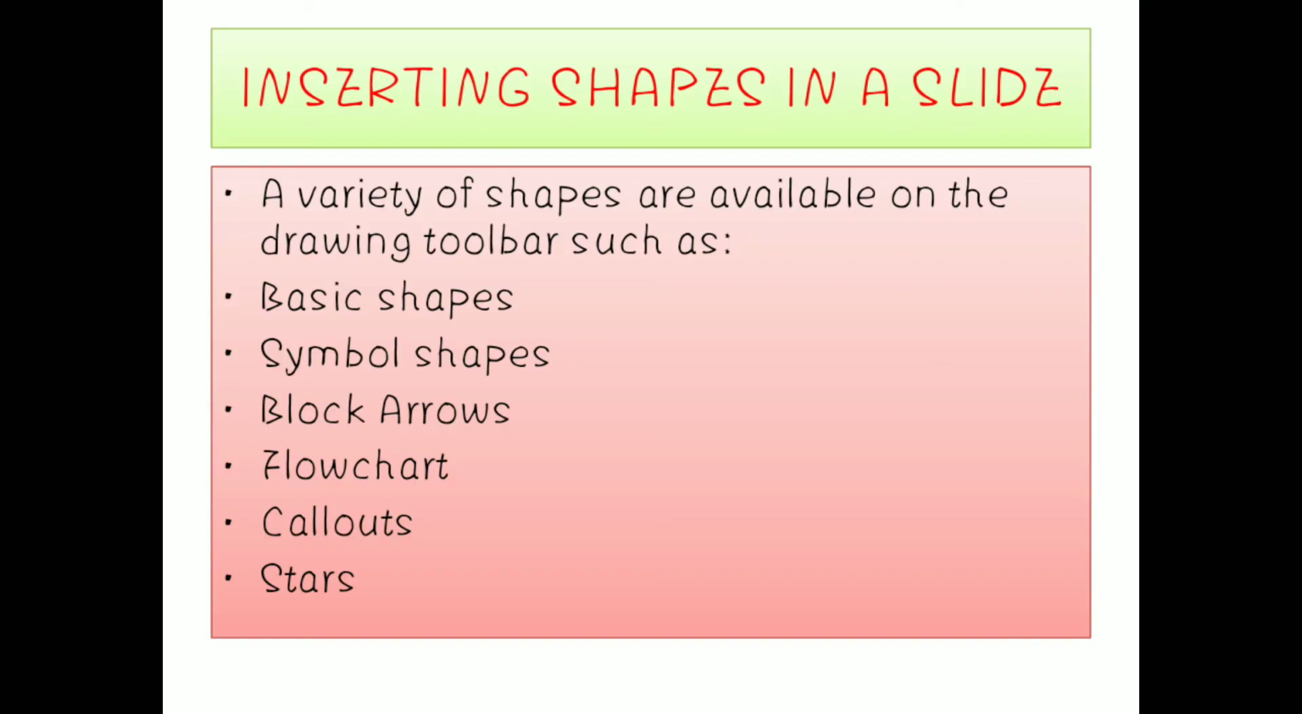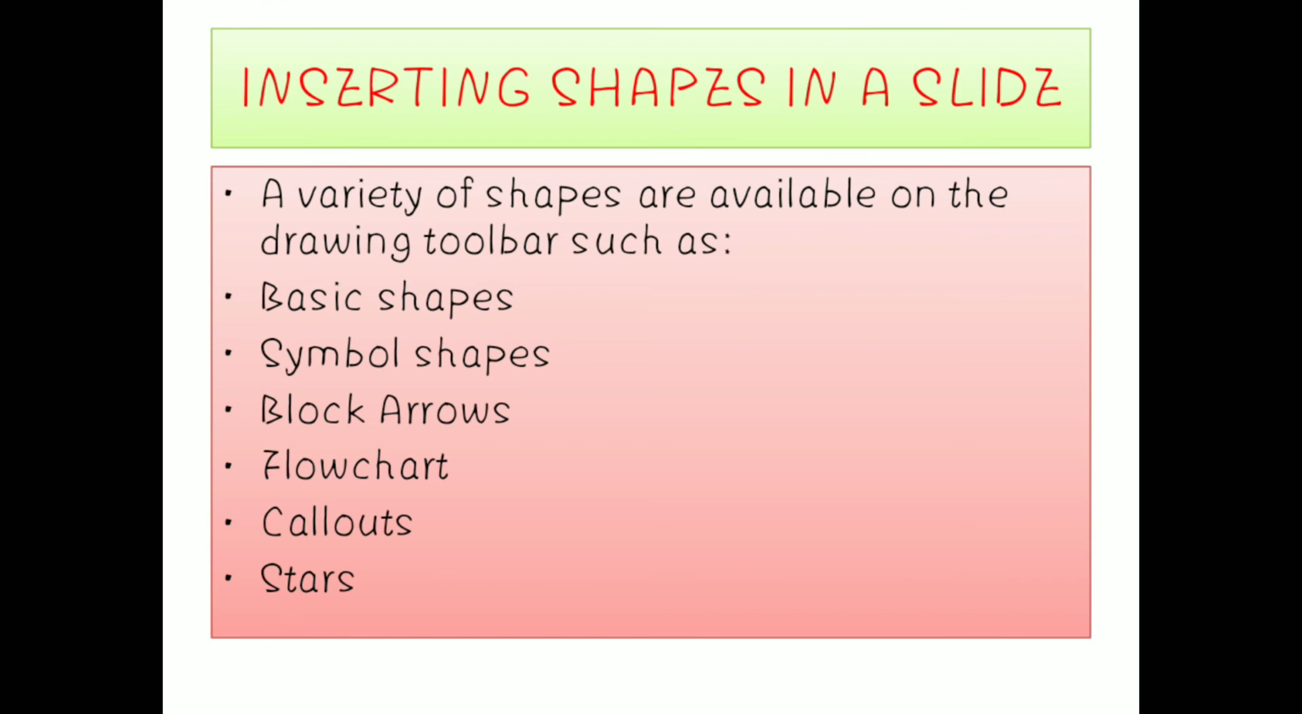See, we have discussed that we can insert several symbols using the drawing toolbar option, no? Now let us see what shapes are there and how we can insert those symbols. Basically, there are different kinds of symbols or shapes in the drawing toolbar of OpenOffice Impress. What are they? Basic shapes, symbol shapes, block arrows, flow charts, callouts and stars. These are the several shapes that are present in the drawing toolbar.